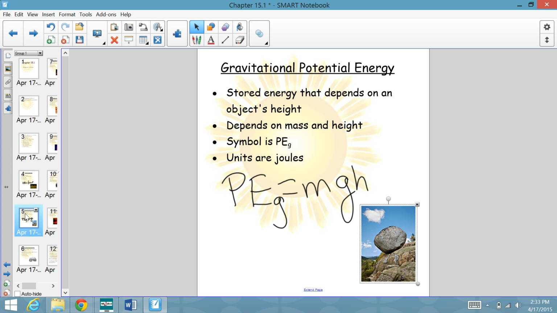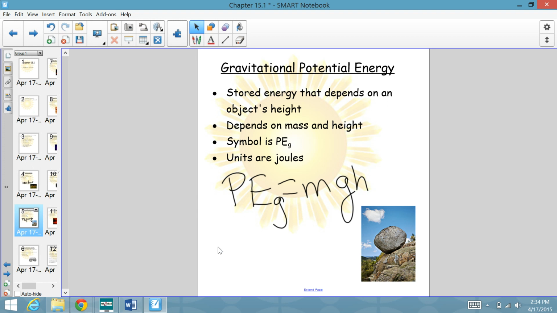The next type is gravitational potential energy. And potential energy in general is just stored energy. It's energy that is stored in an object so that it can do work later on. But gravitational potential energy is energy that's stored that depends on an object's height. And this depends on not only the height of the object, but also its mass. So its symbol is Pe little g, so potential energy gravitational, and the units are joules.